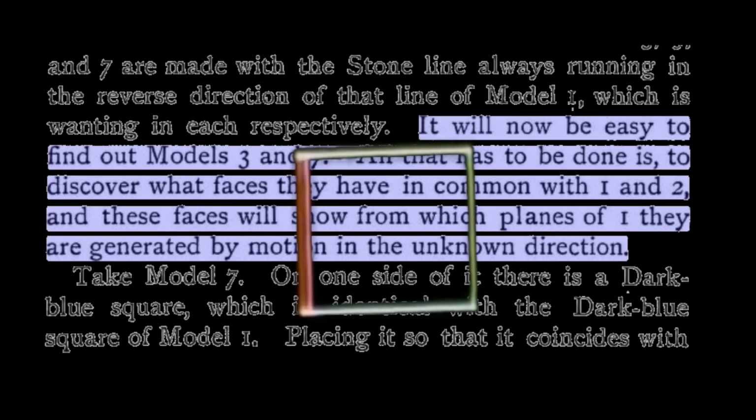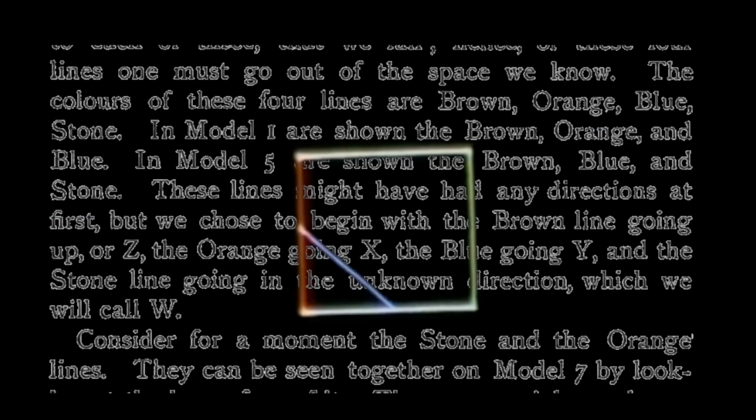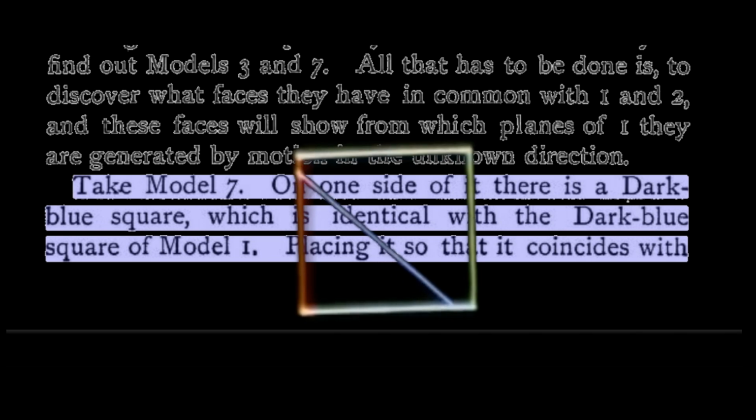It will now be easy to find out Models 3 and 7. All that has to be done is to discover what faces they have in common with 1 and 2, and these faces will show from which planes of 1 they are generated by motion in the unknown direction. Take Model 7. On one side of it there is a dark blue square, which is identical with the dark blue square of Model 1.